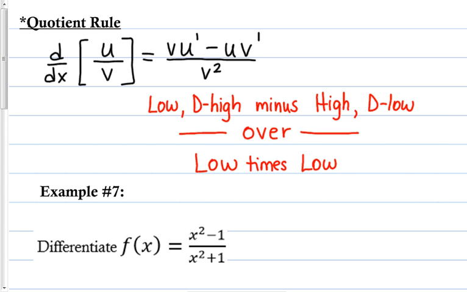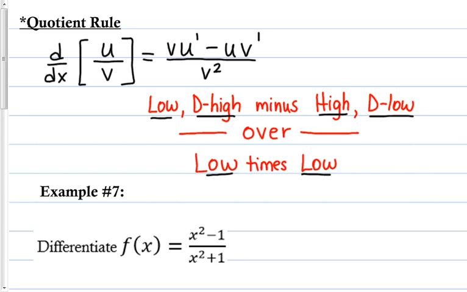Okay, so low signifies the function on the denominator part of the fraction. The high means the numerator. And then the d signifies derivative. So low times the derivative of the top one minus the top one times the derivative of the bottom one. And over, as in a fraction, divided by the bottom one times the bottom one. And that's another way of saying, the v squared.